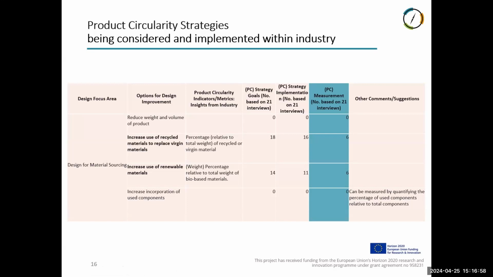Now, in terms of measuring product circularity in a quantitative assessment, only 6 of the companies highlighted that they had metrics and indicators to assess the circularity of their products by increasing the use of recycled materials to replace the use of virgin materials. Next slide, please.